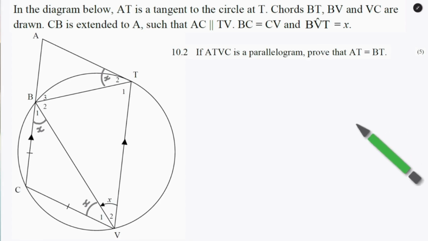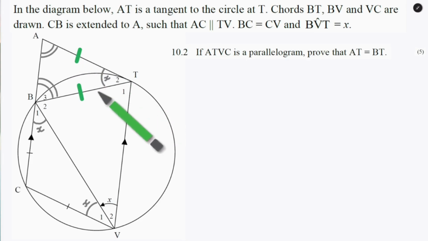In 10.2, they tell us ATVC is a parallelogram, and we need to prove that AT equals BT. So the goal is to prove that AT is equal to BT. The easiest way to do that is to prove that these base angles are the same, which makes this an isosceles triangle, and then we can conclude that AT is equal to BT. So I'm going to direct my focus towards proving these two angles are the same. I'm going to choose one of them to start off with. I'll start off with A over here, so this angle over here.